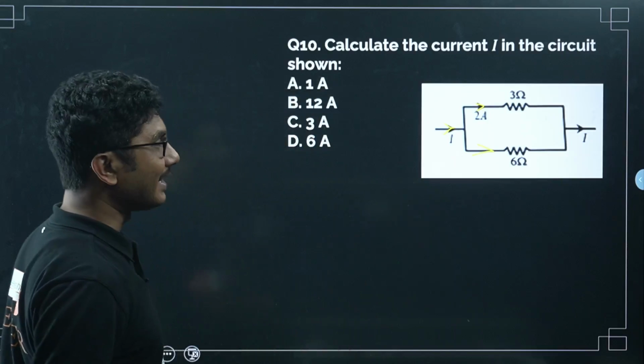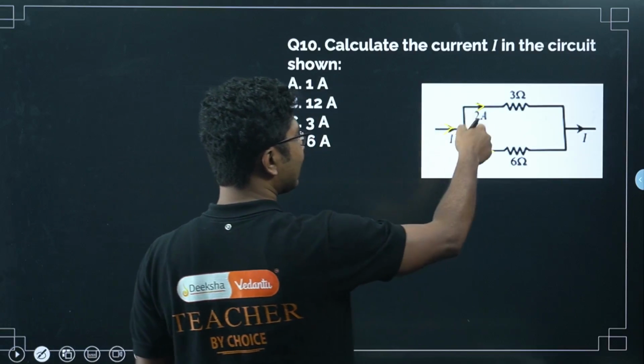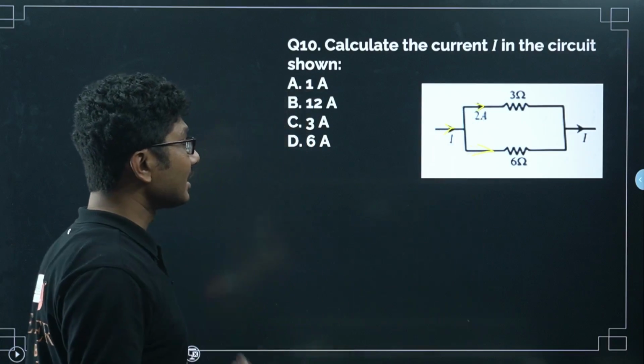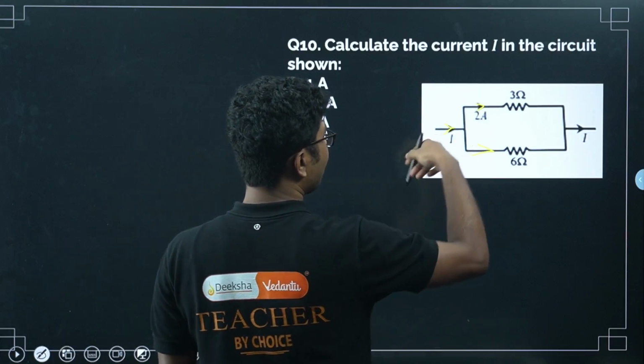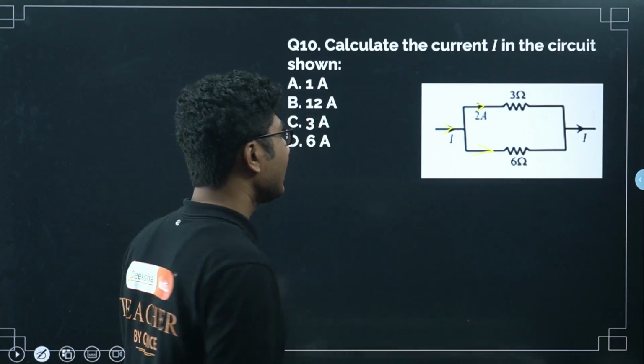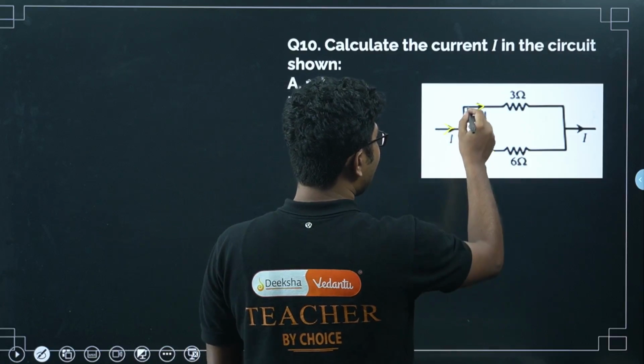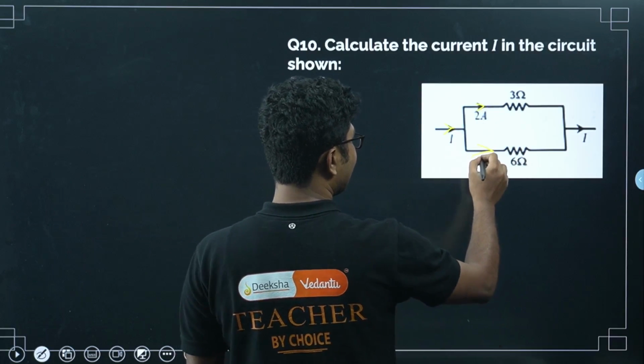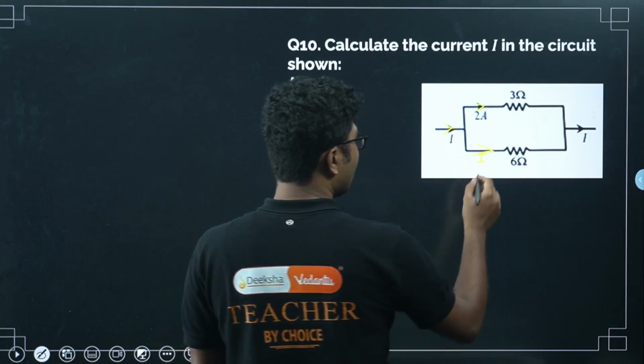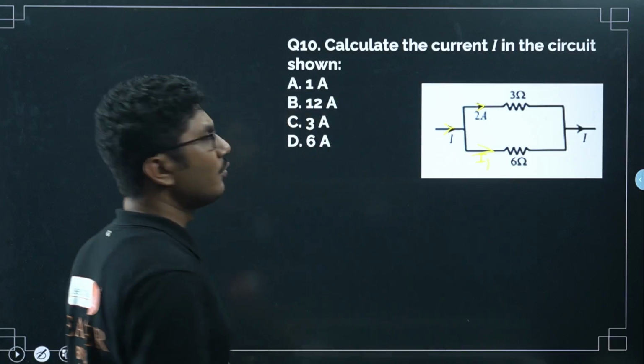If you can find the current in this branch, then you just need to add these two currents, because Kirchhoff's junction rule says that total incoming current should be equal to total outgoing current. So here the incoming current is I, the outgoing current is 2, and this unknown current we don't know, say I1. So we have to find I1.